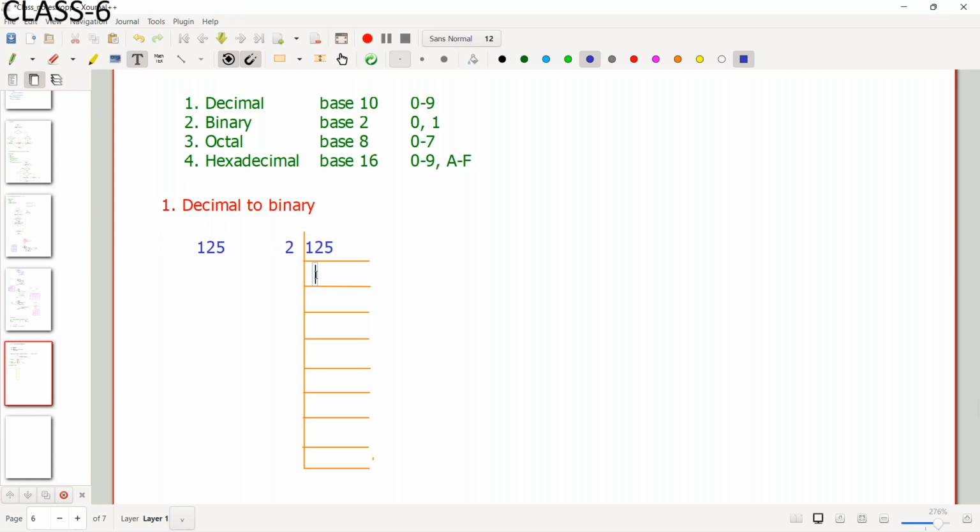we'll get 62 and the remainder 1. The remainder we have to keep aside. Then 62 divided by 2, we'll get 31, and again the remainder is 1. Then dividing 31 by 2, we'll get 15.